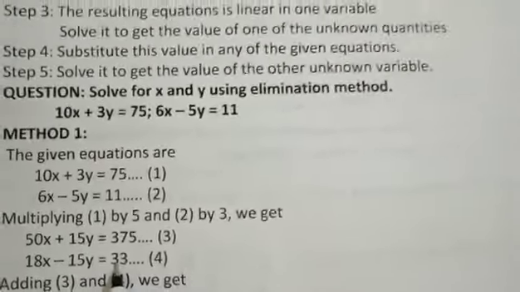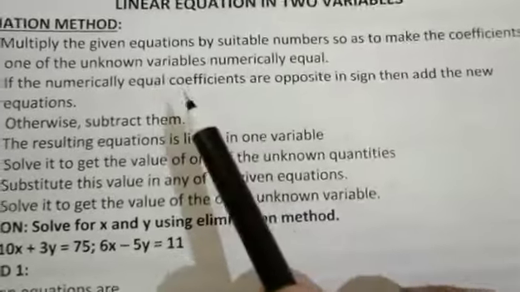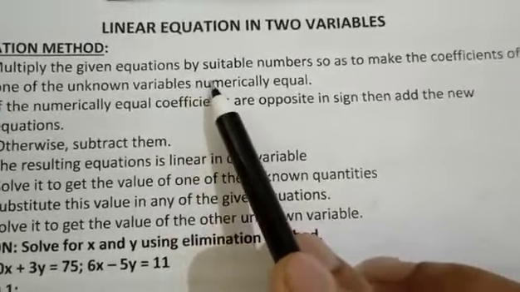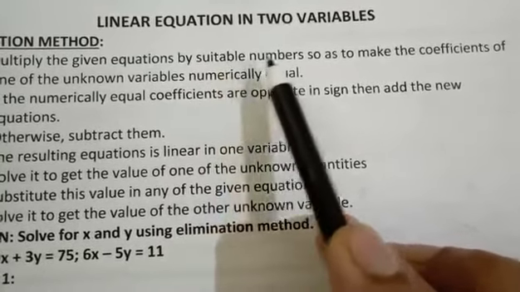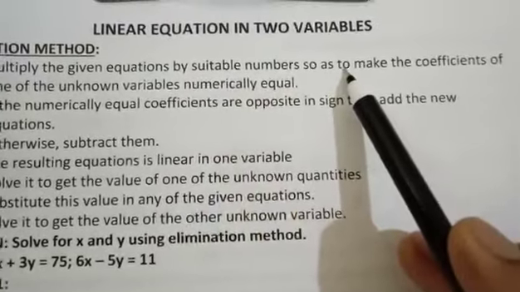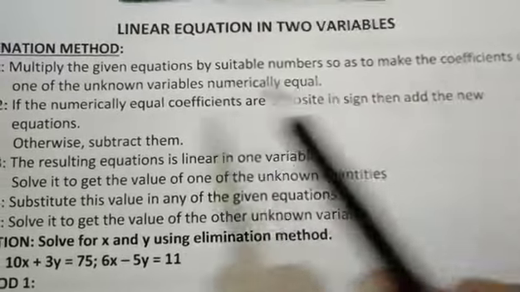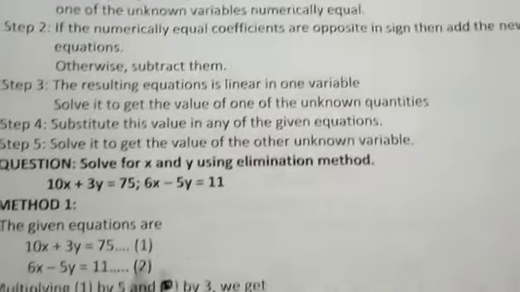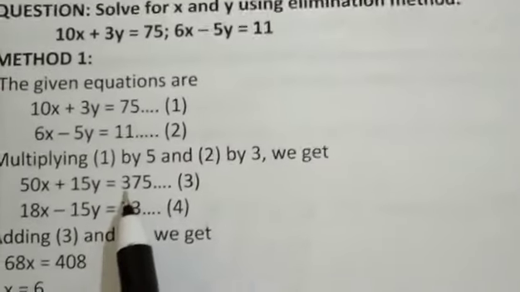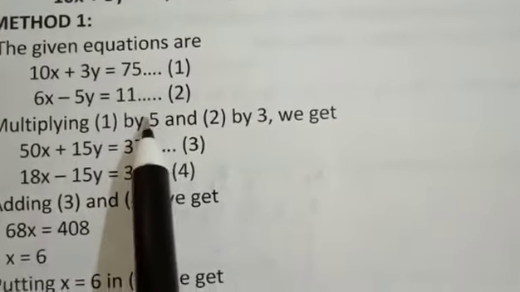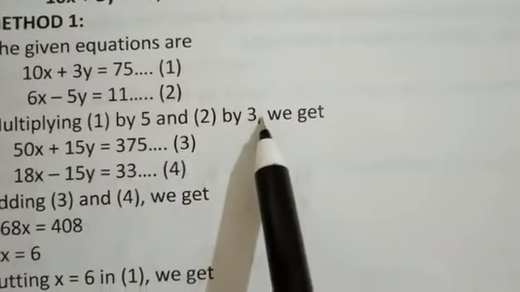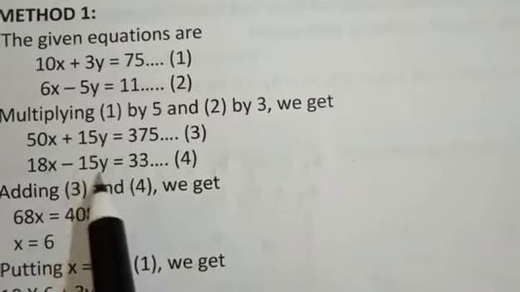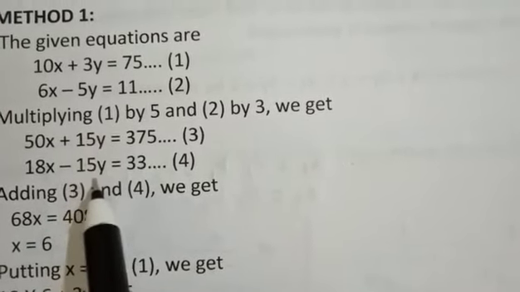So if I take up step number 1, if we look here, step number 1 was saying multiply the given equations by suitable numbers so as to make the coefficient of one of the unknown variables numerically equal. So that is what we have done here. We have multiplied equation number 1 by 5 and equation number 2 by 3, so that the coefficient of y becomes 15 in both the equations.